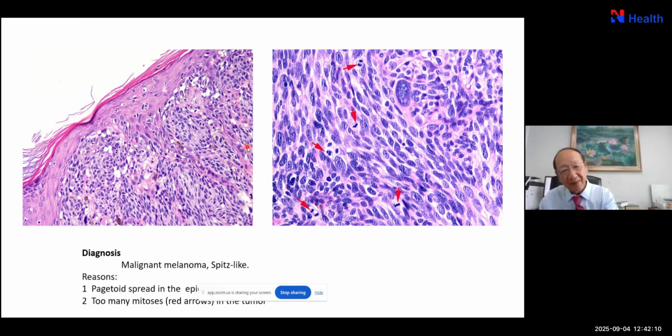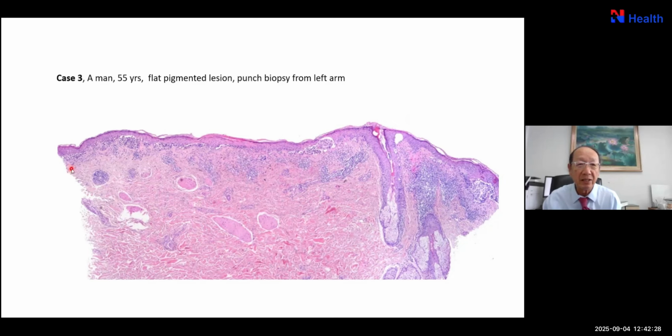Okay, the next case. Click here. Yes. The next case is a flat lesion. It's much smaller than the previous two. It's only a flat pigmented lesion. This one is a punch biopsy. The diameter is 4 millimeters. It was biopsied because it looked funny. The dermatologist looked at it, and it has some abnormal color, something a bit unusual.